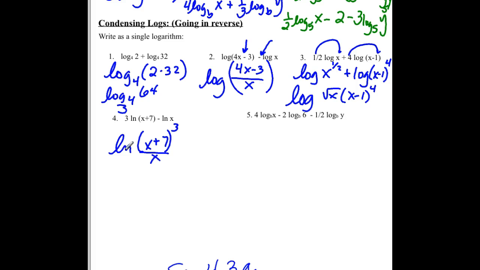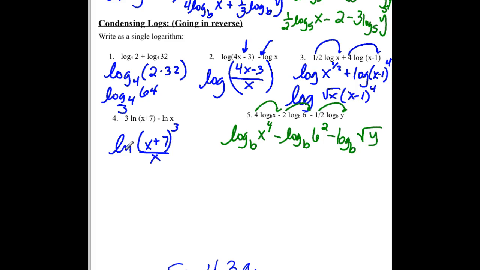And our last one, I see several powers. I'm going to put those back. So the 4 is going to go back, the 2 is going to go back, the 1/2 is going to go back. This becomes log base b of x to the 4th minus log base b of 6 squared minus log base b of the square root of y. Agree, disagree?